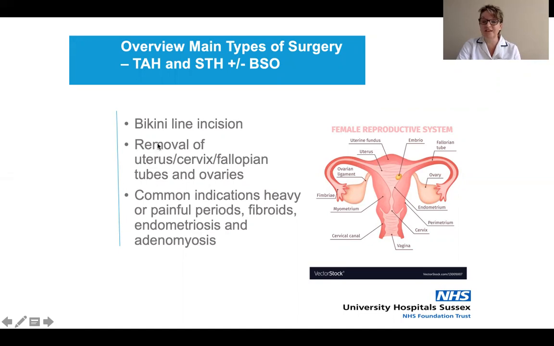So this operation is done through a bikini line incision in the lower tummy. And as I said, there's removal of the uterus, plus or minus the cervix, plus or minus the fallopian tubes and ovaries. And the common indications for this type of hysterectomy are generally heavy or painful periods, fibroids, and endometriosis.